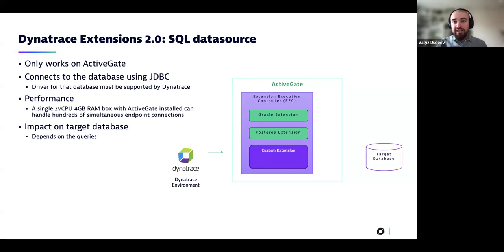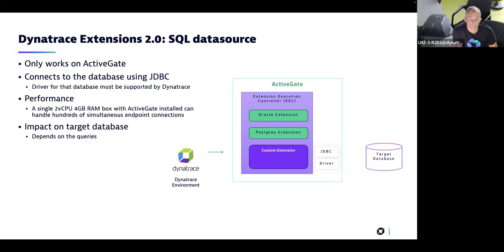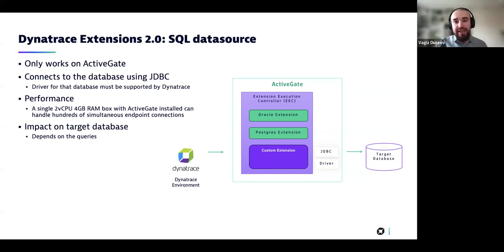So this extension gets deployed on your ActiveGate. It then receives a JDBC, a JVM basically, a Java virtual machine with the required driver to be able to connect to the target database and execute certain queries. Obviously, we get some data back from the database and we parse it within the extension itself. And then whatever we got, metrics or logs, is ingested back into the Dynatrace environment.